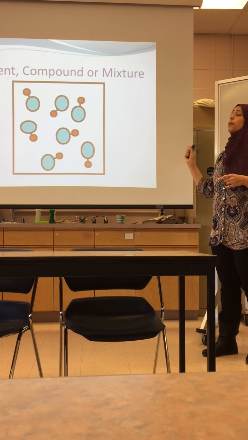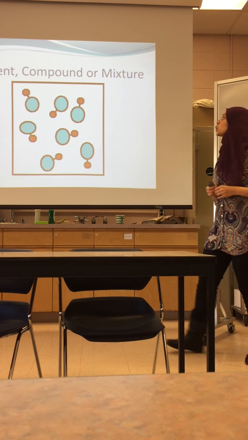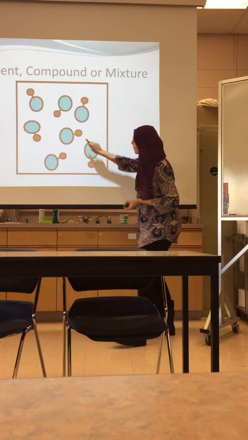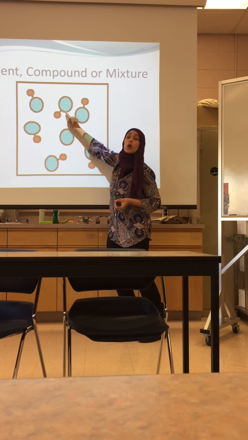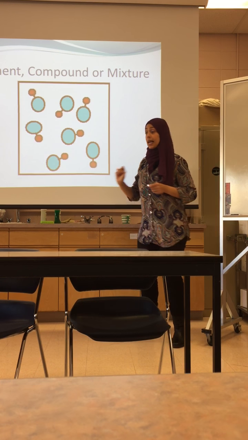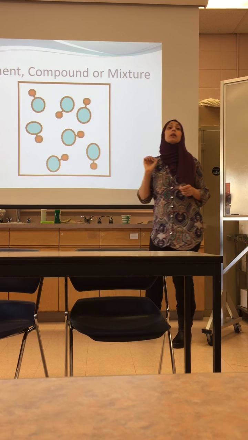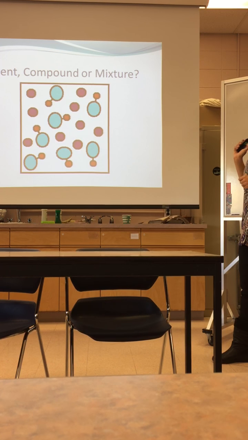Is it an element, compound, or a mixture? Compound. Why? Because there are 2 elements joined together. They are chemically joined together. You have 2 different elements chemically joined together. That's why it's a compound. What about this one?